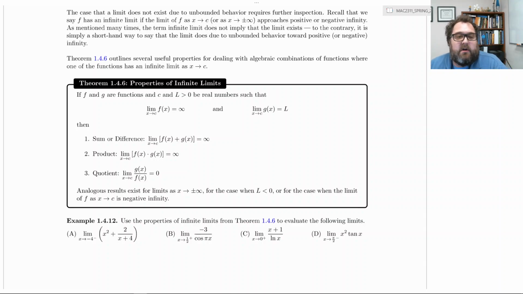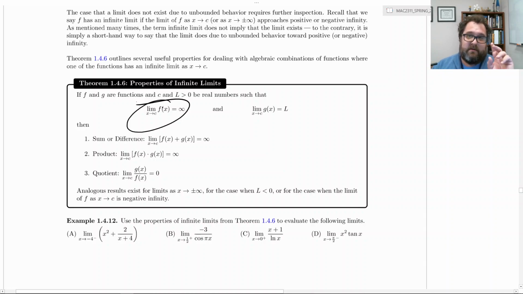All right, welcome back. Today we need to talk about infinite limits. An infinite limit is when a limit does not exist due to unbounded behavior. This is like when we say the limit equals infinity, which, remember, doesn't mean the limit equals infinity per se, as in x equals 2, because a limit has to be a finite number.